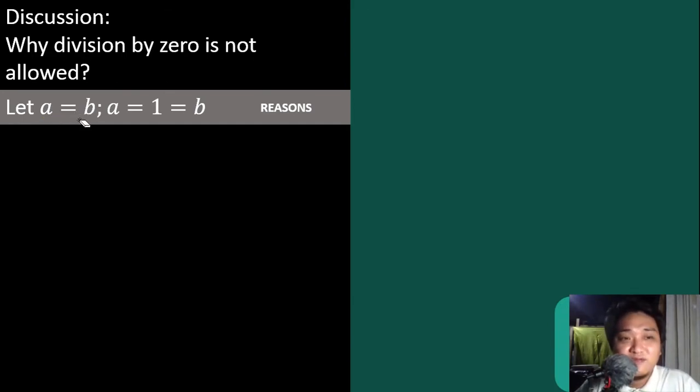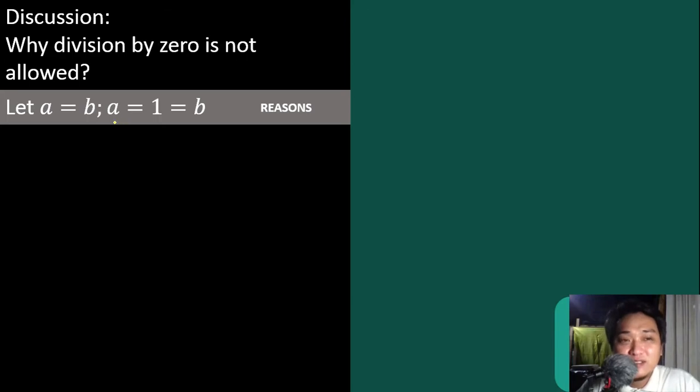And if you have this kind of, naalala nyo pa ba kung anong property ito? Diba? It is a property in math. We call it, tatlo yun, diba? Reflexive, symmetric, and transitive. Okay? So, in this case, they are symmetric. Ano? They are symmetric.